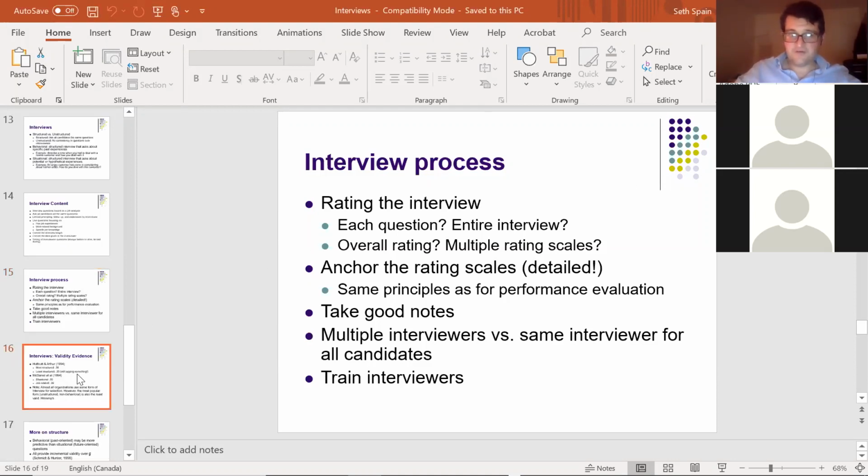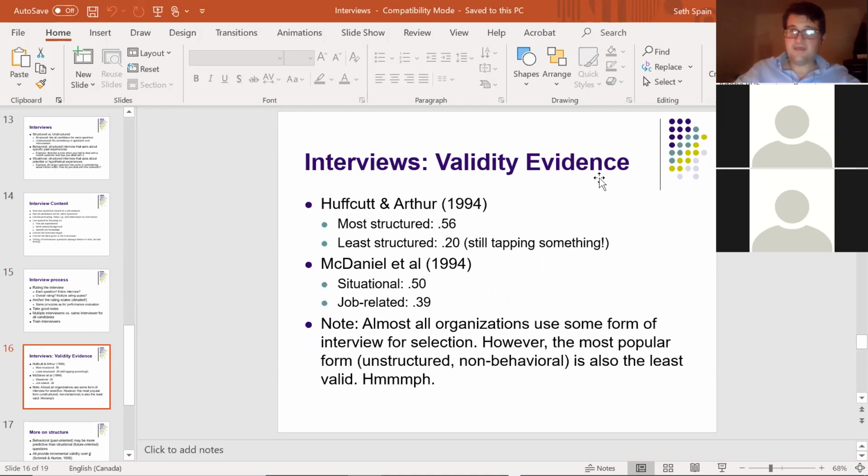Now, the interesting thing about interviews is that they vary widely in how valid they are, in terms of how well they predict job performance. Highly structured interviews have pretty darn good predictive validity. They actually predict slightly better than cognitive ability does. But even the least structured interviews still predict job performance about on the level of conscientiousness, right? So they're still tapping something.